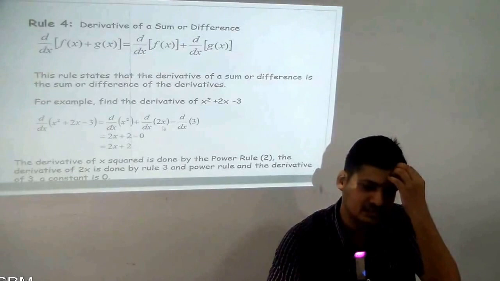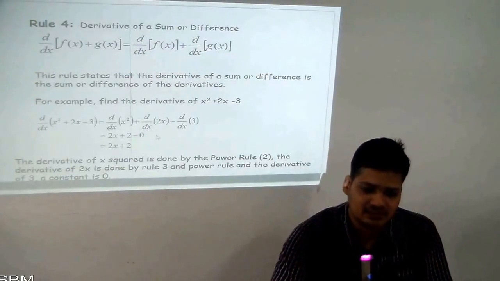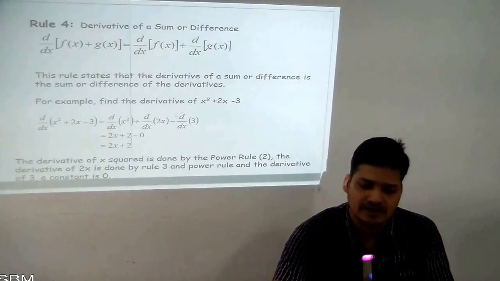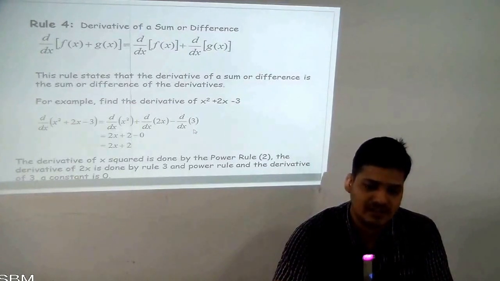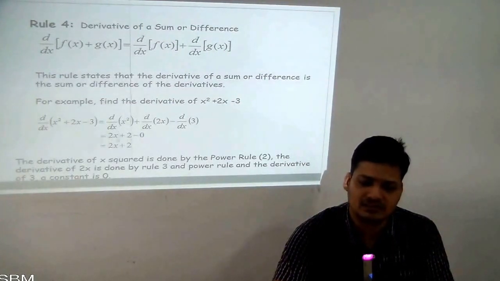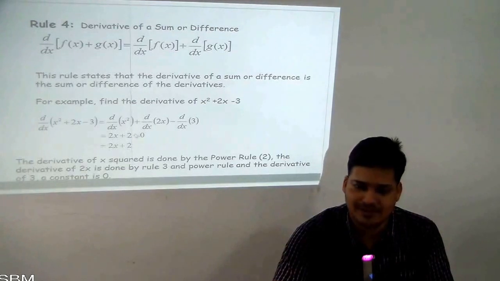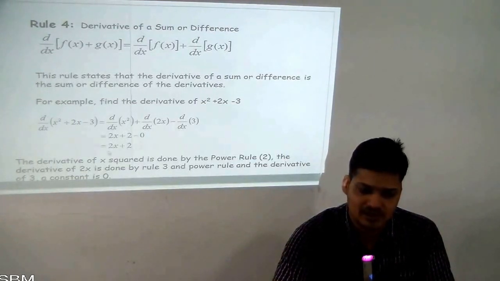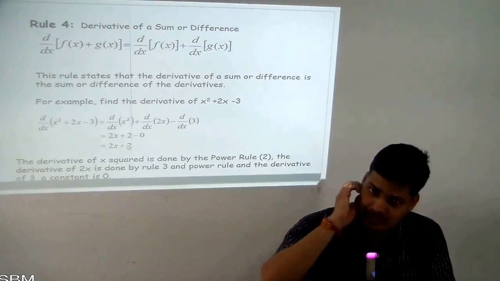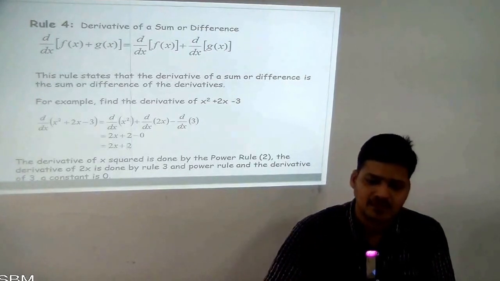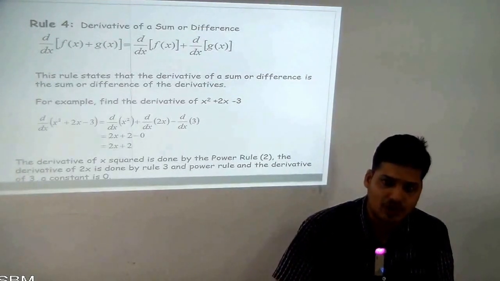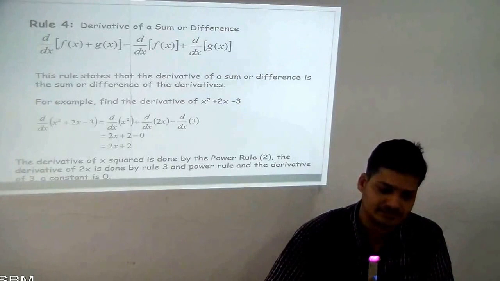Then we use d/dx of 2x, which is nothing but 2, and d/dx of 3, which is a constant, so its value is 0. So now the value becomes 2x plus 2 minus 0, and minus 0 we eliminate from here. So the final value will be 2x plus 2, which we can also write by taking 2 common, so it becomes 2 times (x plus 1).